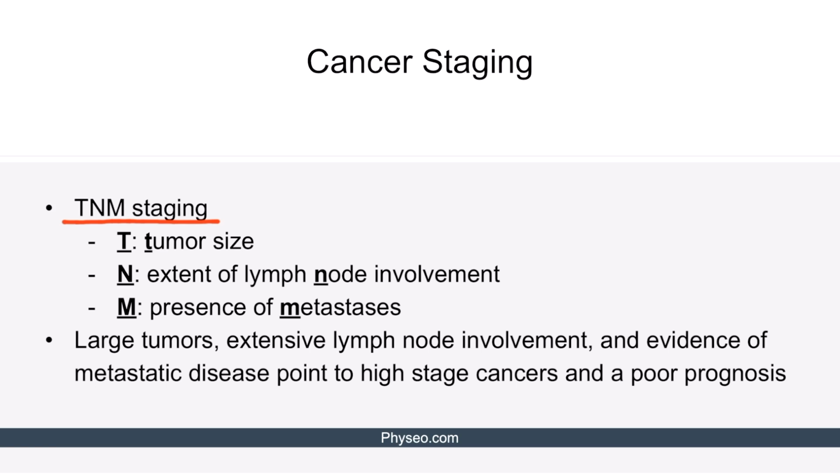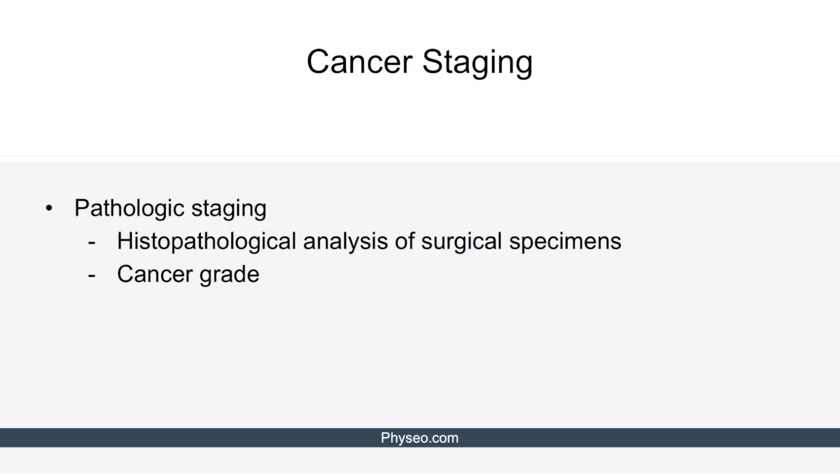And as one may guess, large tumors with extensive lymph node involvement and evidence of metastatic disease point to a high stage cancer and a poor prognosis. In contrast, small tumors that haven't yet spread anywhere will be of a lower stage, so usually stage 1, and naturally those have a better prognosis.